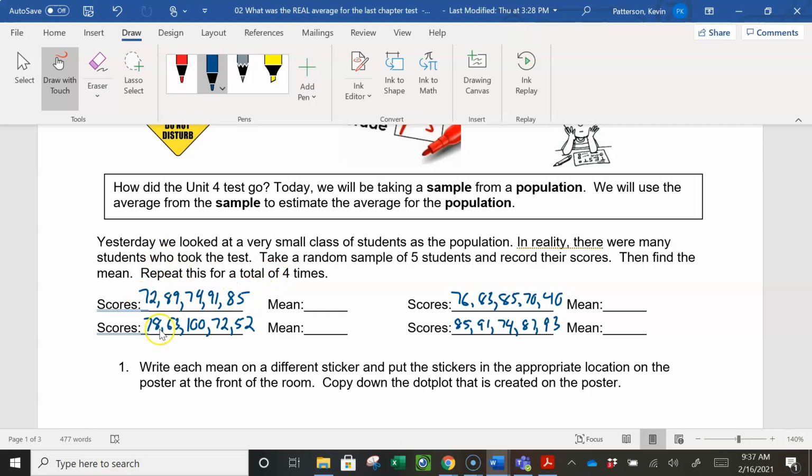Okay, so I have 4 different samples of size 5. So what I want to do is, out of these 5 students, what was their average, or what was their mean? So we know we can do that just by adding these together and then dividing by 5. So I'll just show you real quickly what those come out to be. So the mean for these first 5 scores is 82.2. The mean for our next group of 5 students is 73. The mean for our third group of students is 71. And the mean for our fourth group of students is 86.